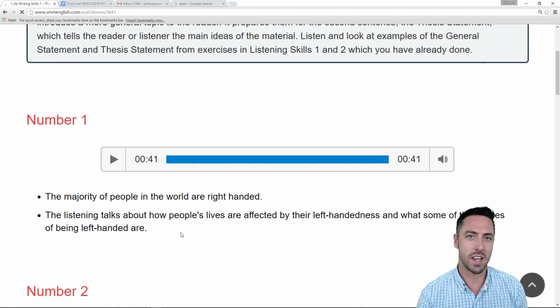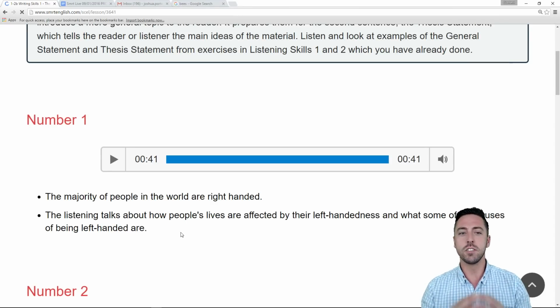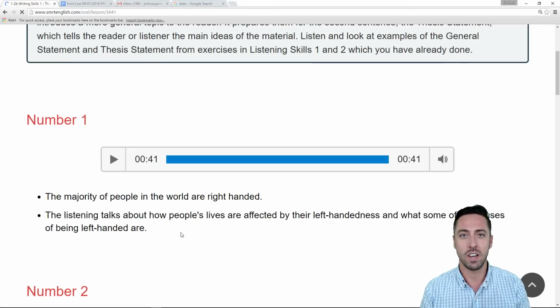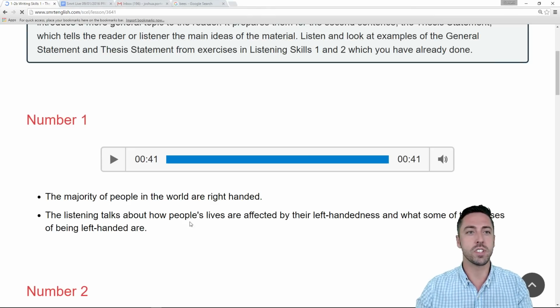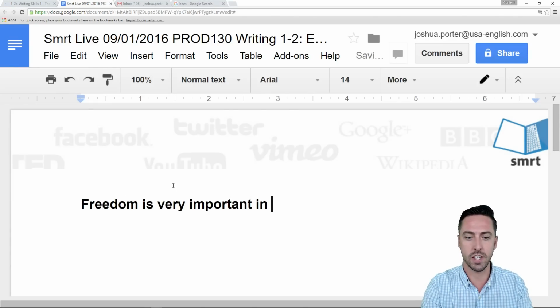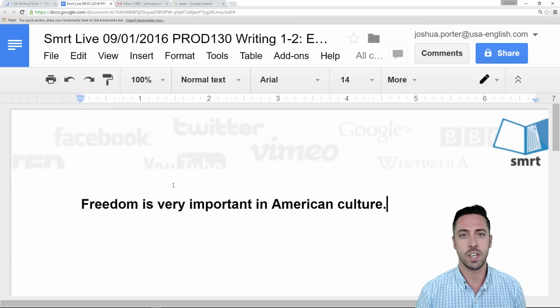And I'm going to give you a little bit of time here to come up with what you think might be a thesis statement. Now remember, these are the general topics. So we could argue any thesis we want, and we would spend time doing research and finding information to back up our thesis statement. For example, if my general topic was freedom is very important in American culture. Now, I talked about this in the beginning. It's just a general subject, it's part of my culture, and it's very important. But this is not a thesis statement. This is a general statement.